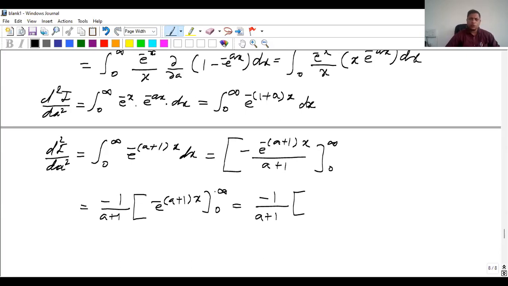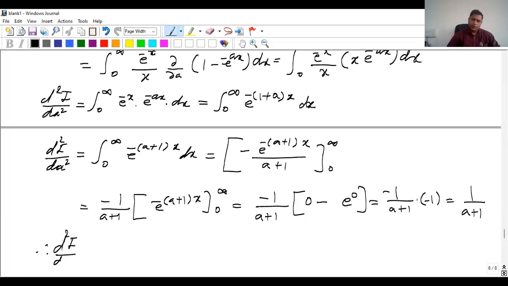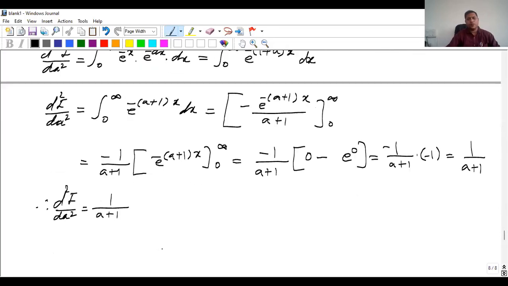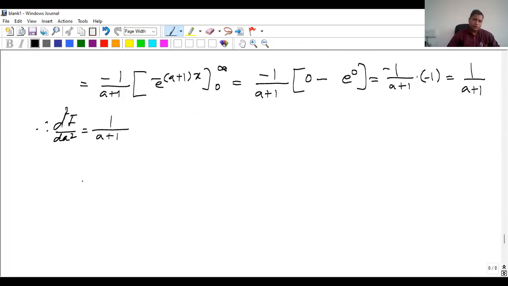If I put e raised to minus infinity, then this term is going to be 0. Minus, we have e raised to 0, because x is going to be 0. So we can have minus 1 upon a plus 1. And here we got, this is minus 1, so we can have 1 upon a plus 1. So we got here d²I/da² is equal to 1 upon a plus 1. And this is going to be the variable separable form of a differential equation.